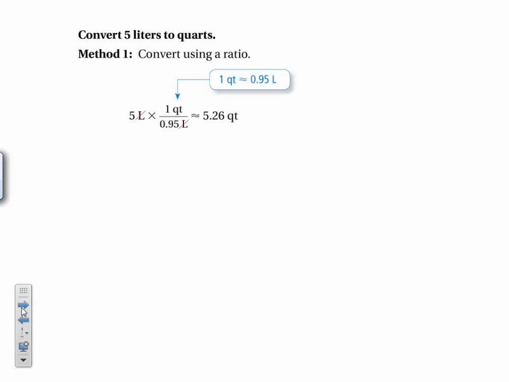First off, we start with what we are starting with. So we're starting with 5 liters, and that's the first thing we put in our equation. Then we multiply it by our conversion ratio. We're being told that 1 quart is about 0.95 liters. So that's how we get this ratio right here: 1 quart over 0.95 liters.